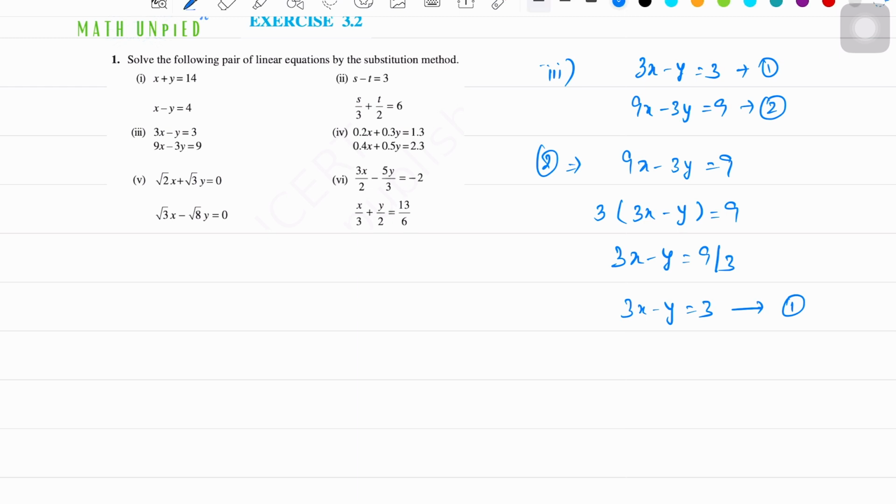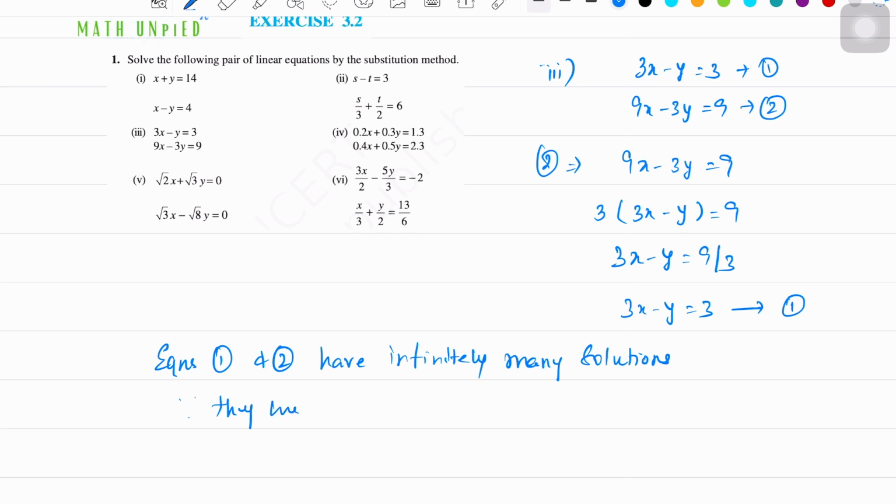In this case we can write equations 1 and 2 have infinitely many solutions since they are the same equations.